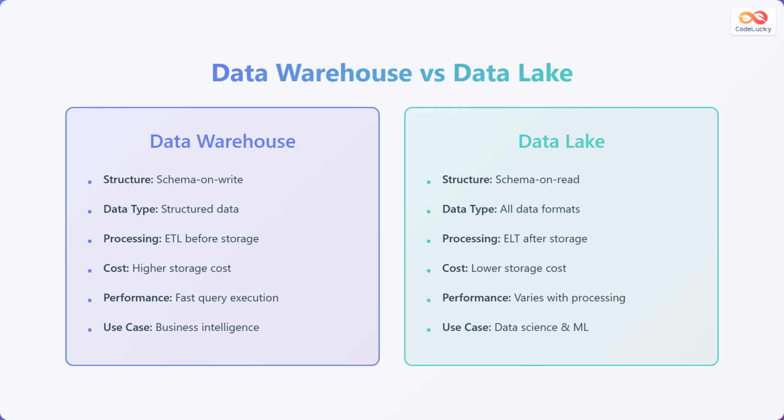In contrast, a data lake uses a schema on read approach, so you define the structure when you read the data. It can store all data formats, whether structured, semi-structured, or unstructured. The extract, load, and transform process happens after storage. This leads to lower storage costs, but the performance varies based on the processing. Data lakes are commonly used for data science and machine learning, where flexibility and variety of data are crucial.